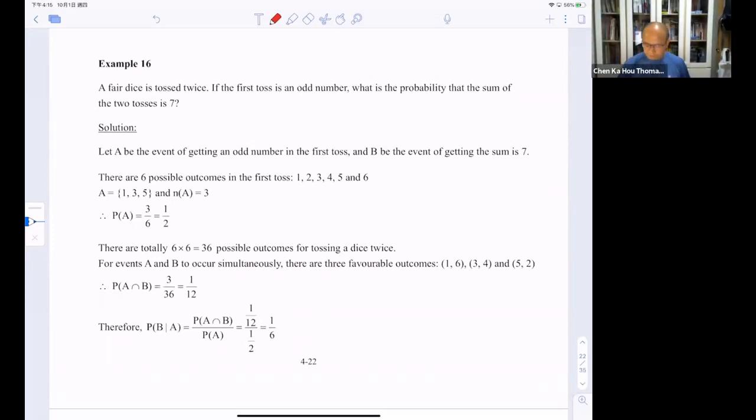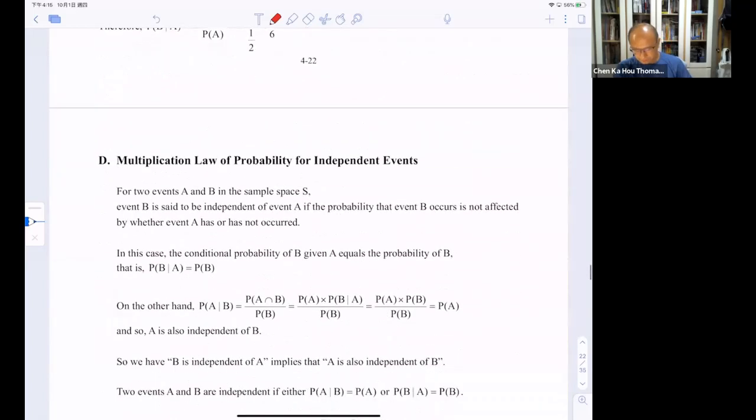Okay, students, understand the conditional sense of this problem. We already prepared some exercises to help you understand this conditional probability. Please remember to attend the tutorial, whether face to face, in person, or by Zoom.